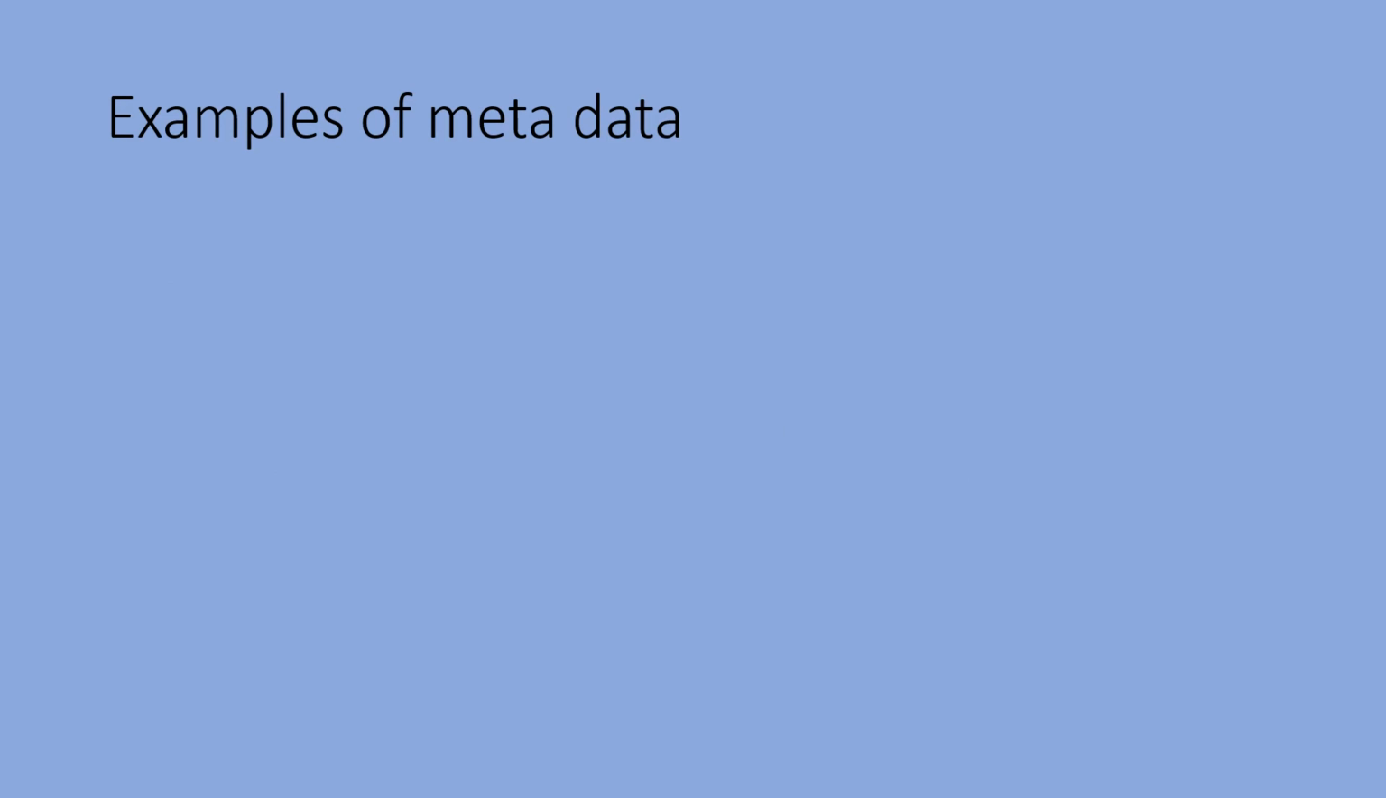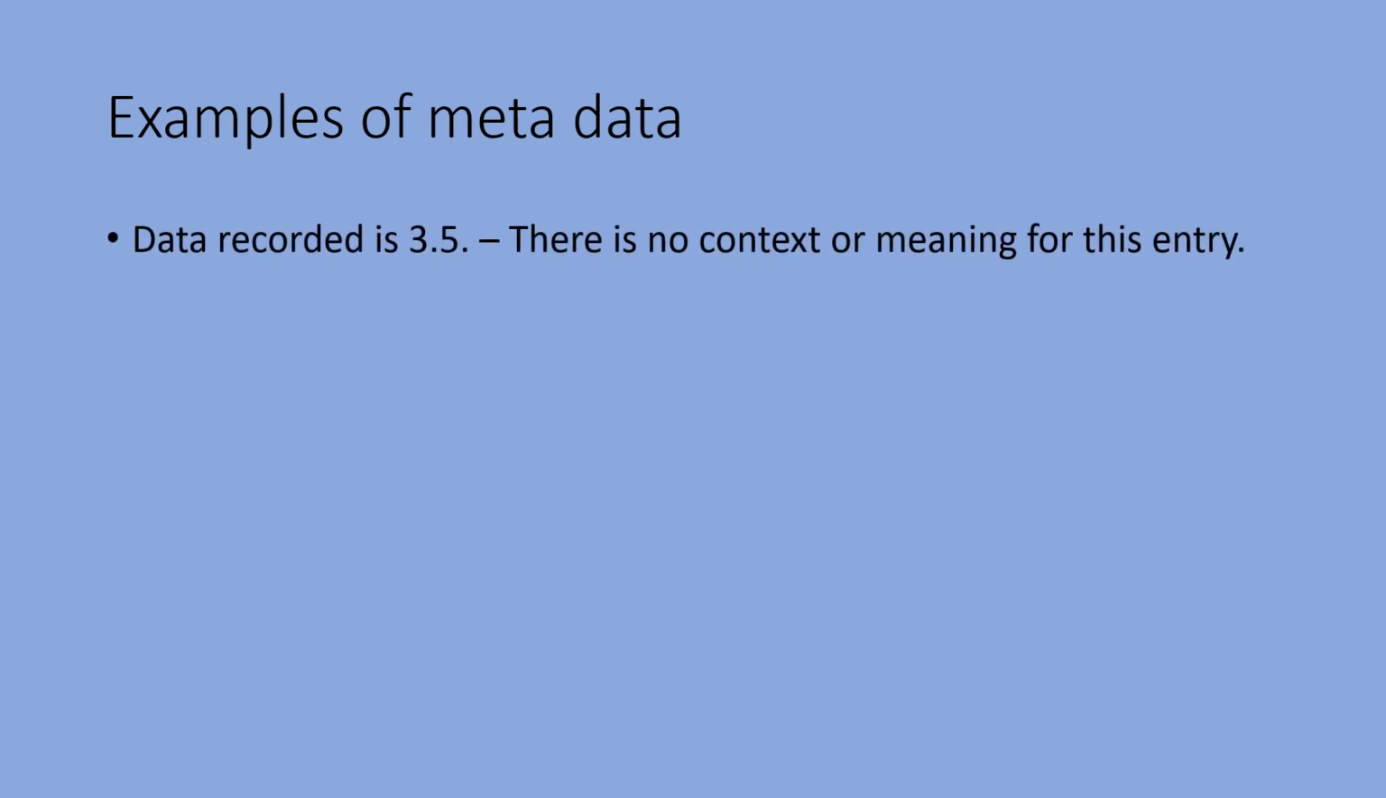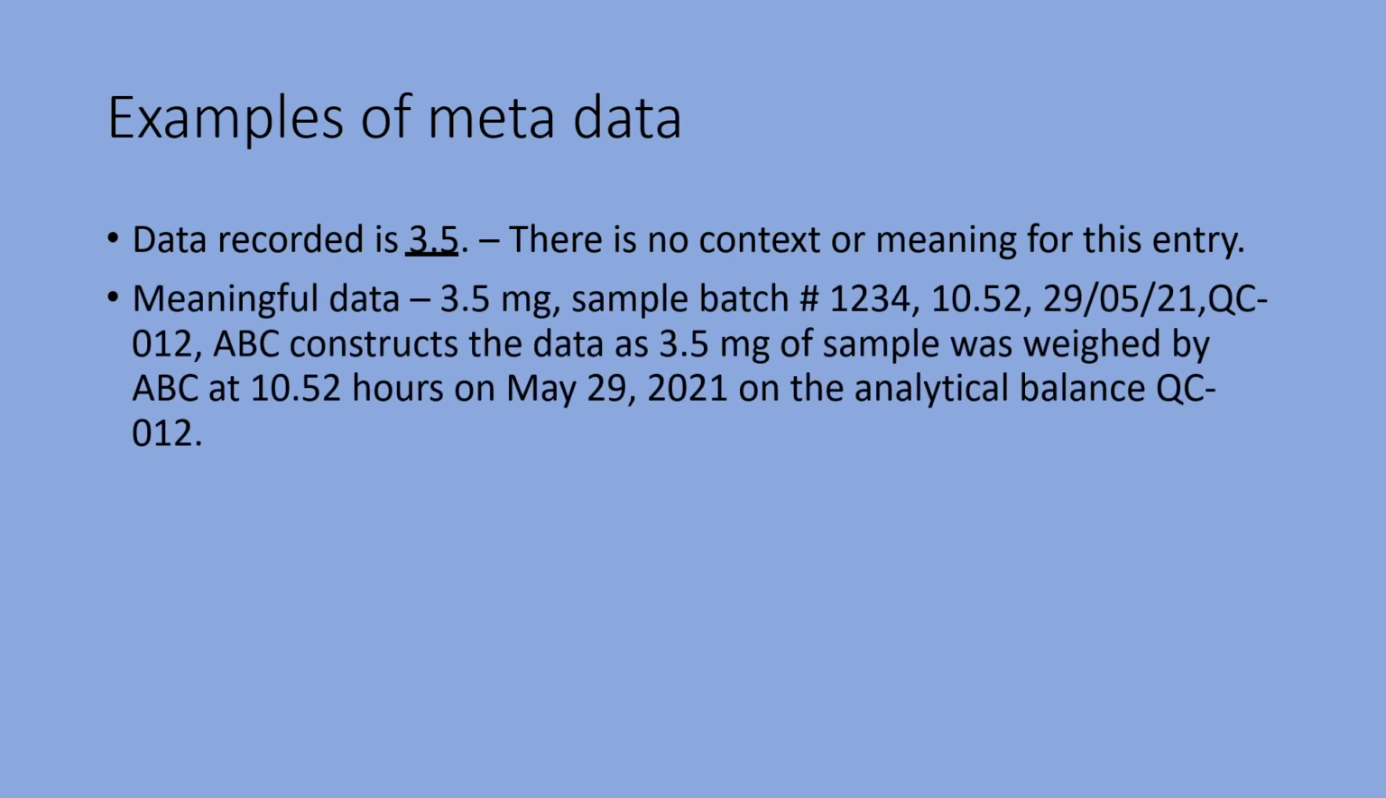The examples of metadata speak more. Data recorded is 3.5. There is no context or meaning for this entry. Meaningful data is 3.5 mg sample, batch number 1234, 1052, 29, 521, QC 012 ABC. This constructs the data as: 3.5 milligrams of sample was weighed by ABC at 1052 hours on May 29, 2021 on the analytical balance QC 012.